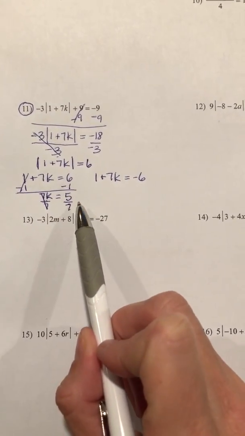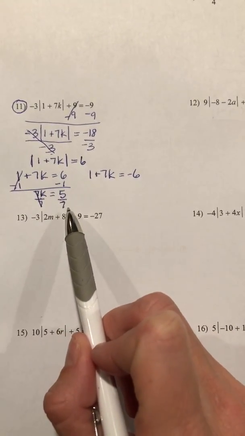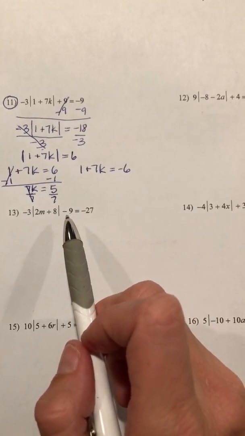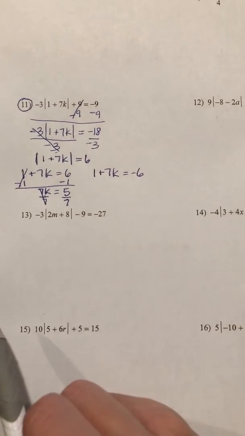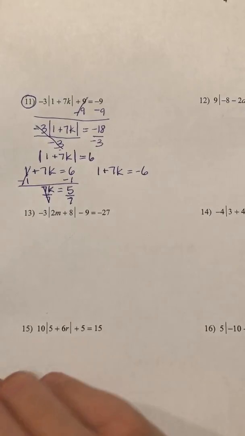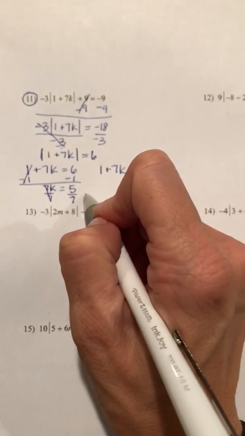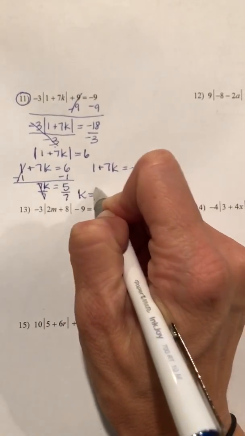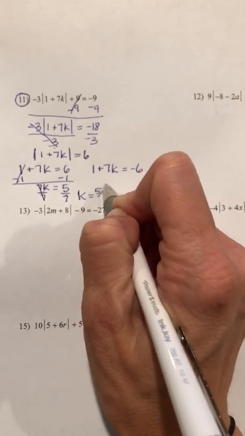If you get something like this, don't panic about that. Sometimes our answers are going to be fractions. They're not always going to work out to be nice whole numbers. So just leave it as a fraction. Don't change it to a decimal. So one of our solutions is k equals 5/7.